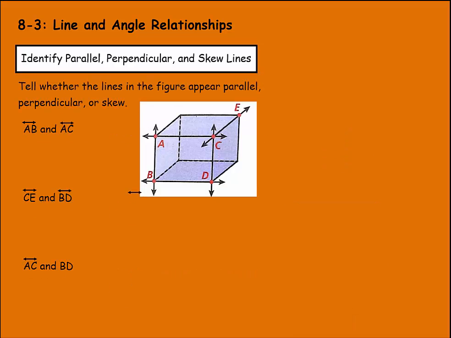So using this figure, we can answer some of these questions. We have to tell whether the lines in the figure appear parallel, perpendicular, or skew. We have AB, so AB, this up and down line here. We have AC, this line right here. Well, I see that it crosses, and then it crosses what appears to be 90-degree angles on all 4 sides. If you remember what that means, that would be perpendicular.